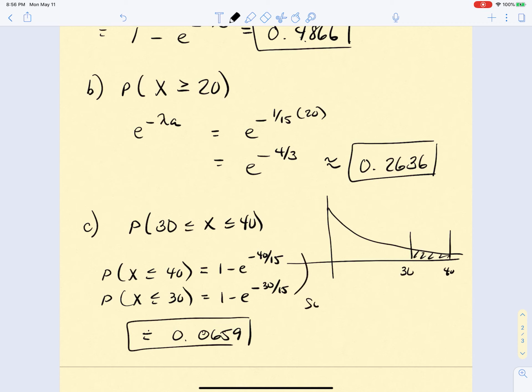So we subtract those. And that is how we find probabilities with the exponential distribution.